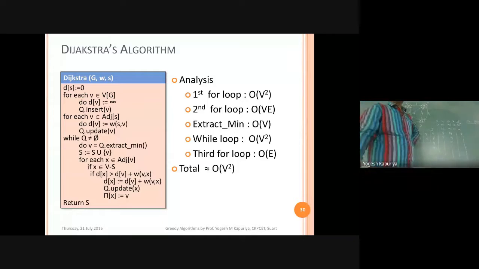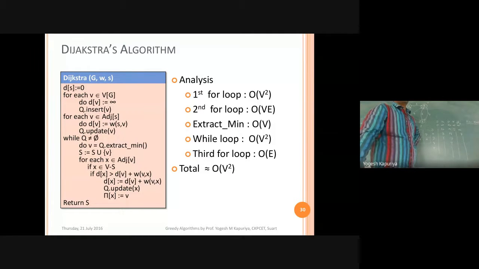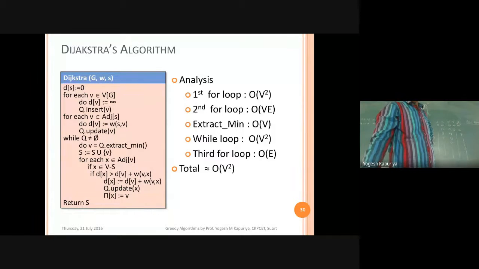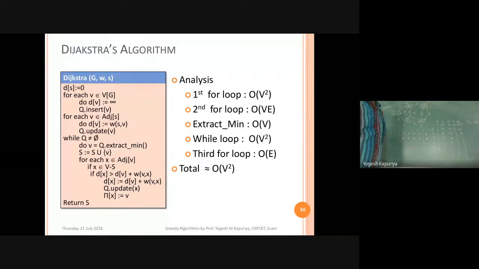Okay, so let us quickly review this. First, we are passing three parameters. One is graph G. Second is W, that is a weight function, and third is S, that is the source vertex. You can mention any vertex as a source vertex. It all depends on your application, because it's a single source shortest path. So the source vertex is to be given with the algorithm itself. These are the three input parameters which we are passing to the algorithm.